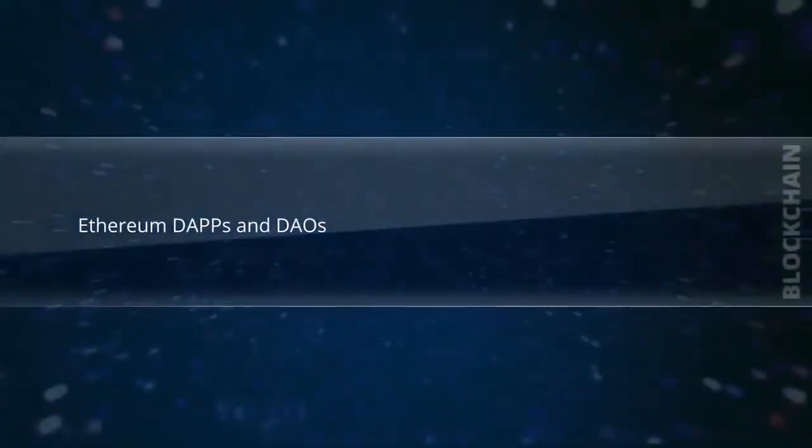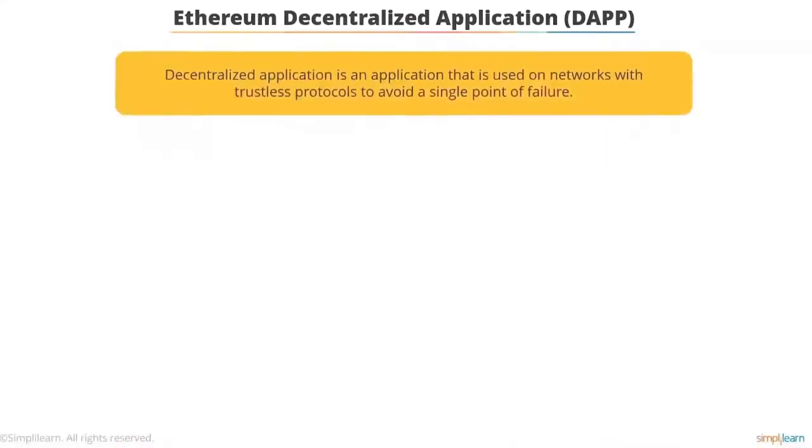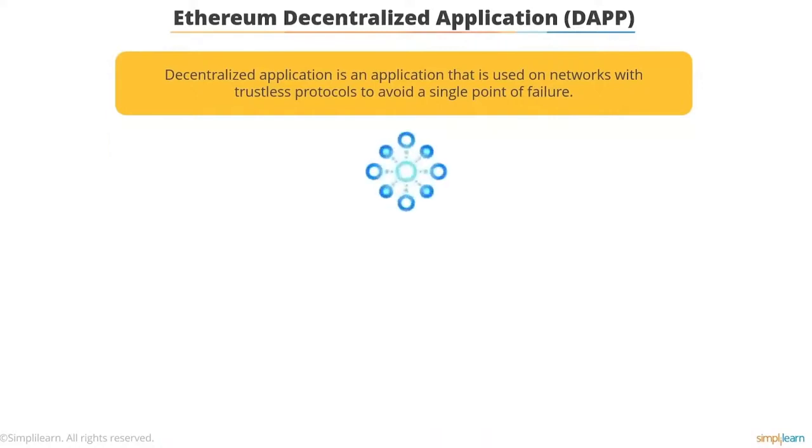Ethereum dApps and DAOs. dApp. A decentralized application is an application that is used on networks with trustless protocols to avoid a single point of failure. They run on a peer-to-peer computer network. All the activity which takes place on an Ethereum decentralized application is cryptographically secured on the blockchain. dApps are open source, which means that everyone can verify the contents of the software.